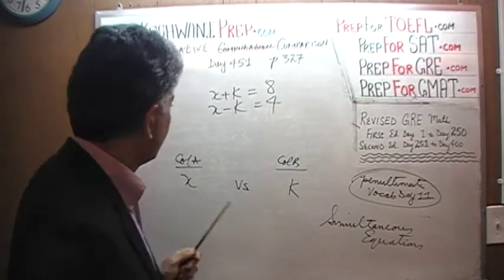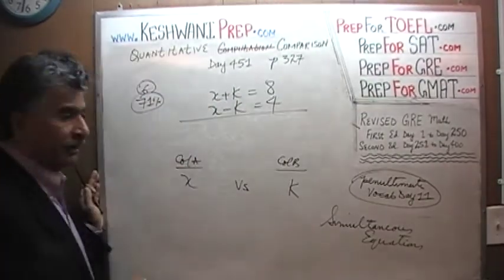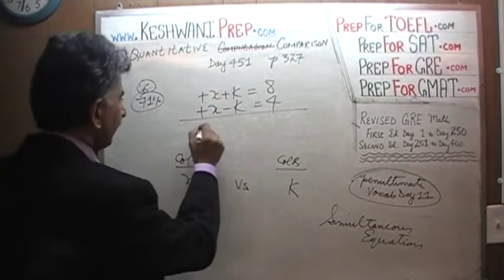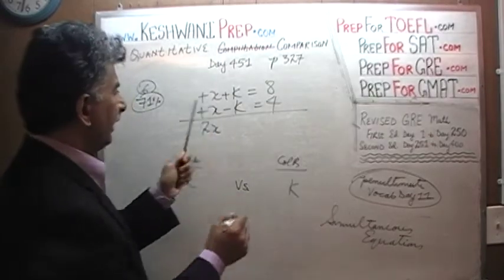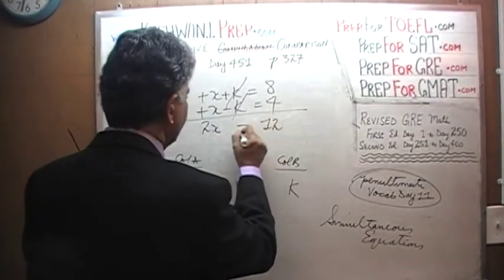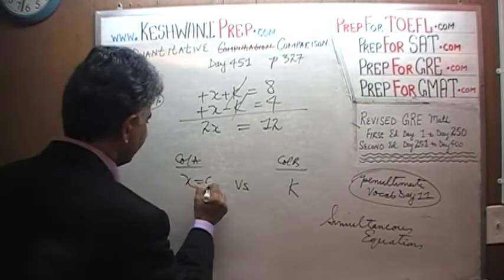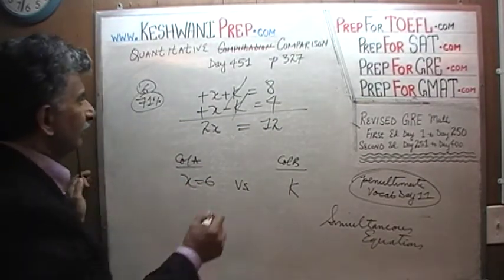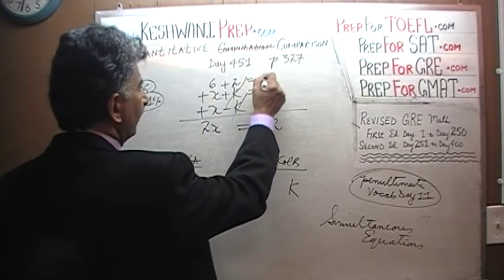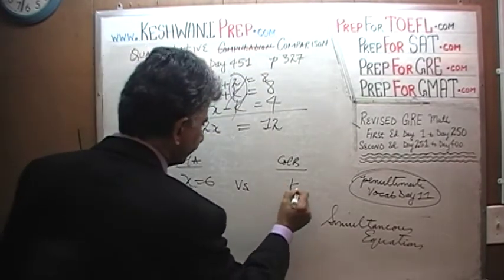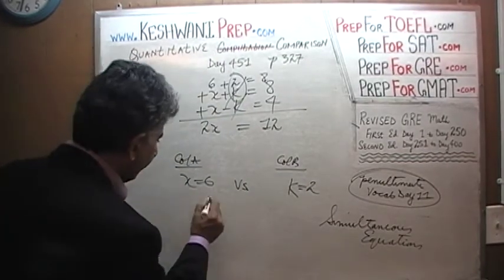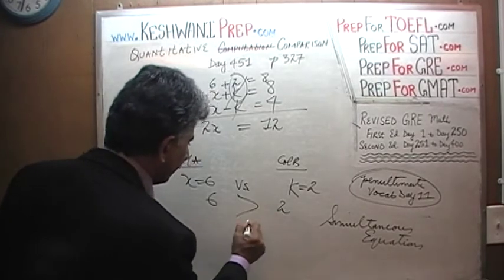Let's add the two equations, see what we get. x plus x is 2x, positive k and negative k drop out, 8 plus 4 is 12. We find that 2x equals 12, therefore x equals 6. If x equals 6, then k would have to be 2, because 6 plus 2 equals 8. We're comparing 6 versus 2, and therefore 6 is bigger. The answer is A.